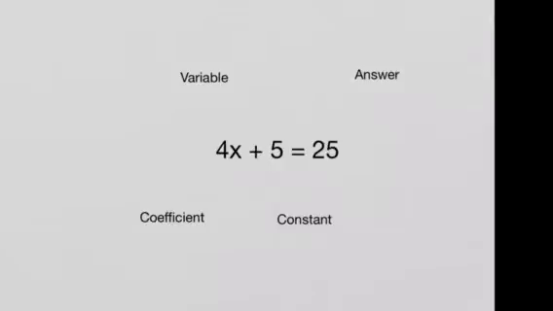So here we have an equation, 4x plus 5 equals 25. The coefficient is the number directly in front of the variable. The variable is usually represented by a letter, generally X or Y, but can be any letter designated by the problem as well. Then we have the constant, and the constant is a standalone number, generally set to a given amount. And then last but not least, we have the answer. And the answer, like we said before, is the response to the given mathematical question.